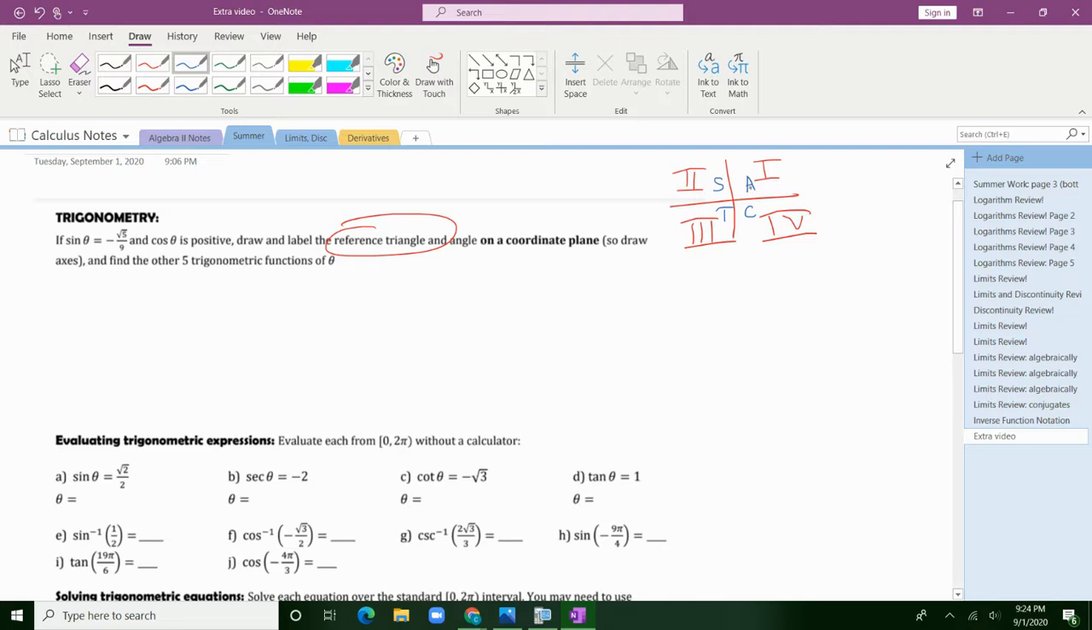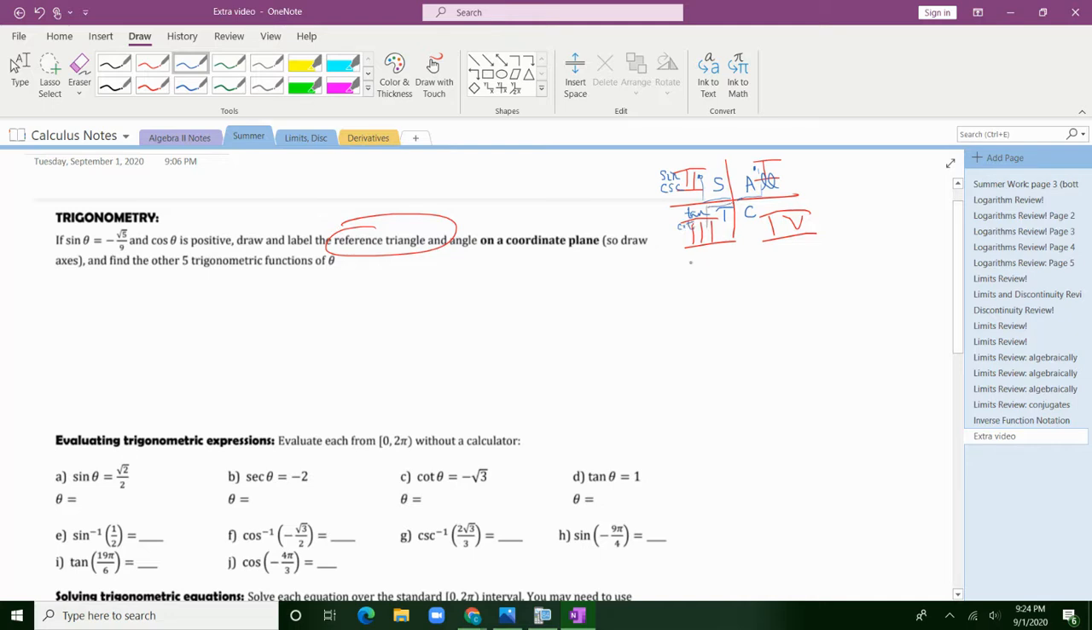And what that tells you is A means that all the trig functions are positive in quadrant 1, which makes sense because to get to a point in quadrant 1, your x is positive and your y is positive. S means that sine and its reciprocal cosecant are positive, which makes sense because the x is negative but the y is positive.